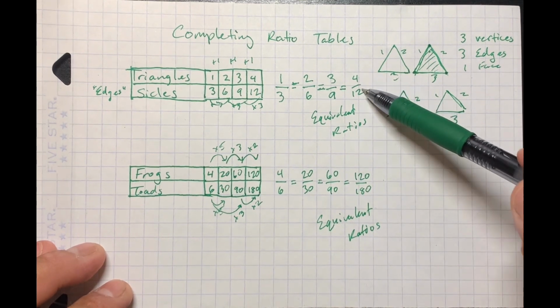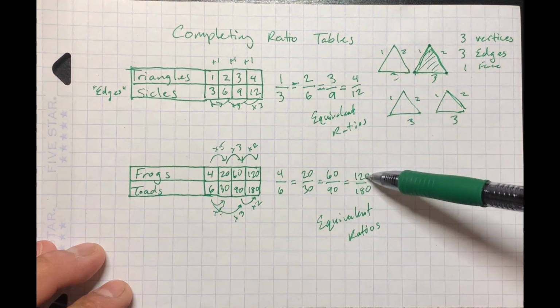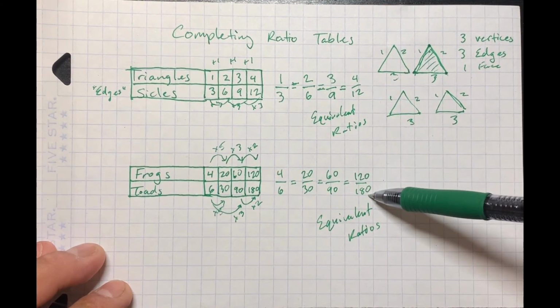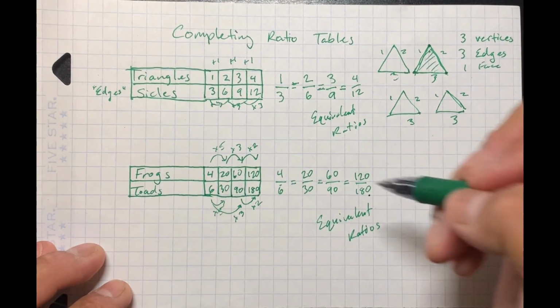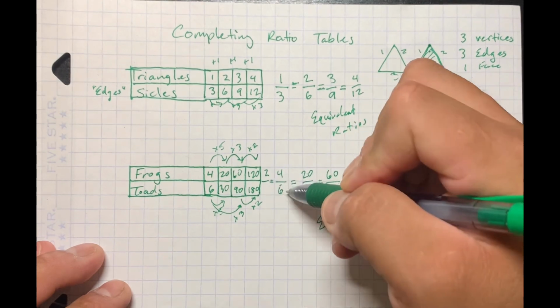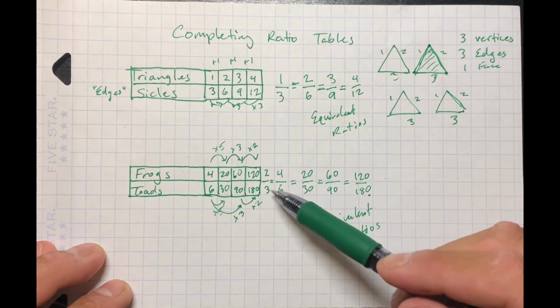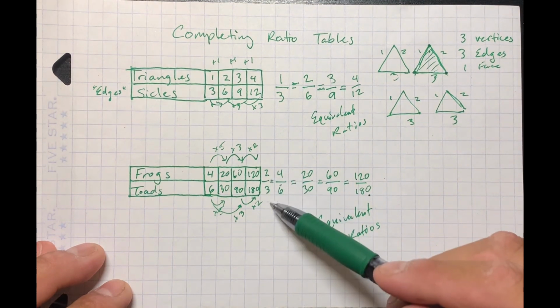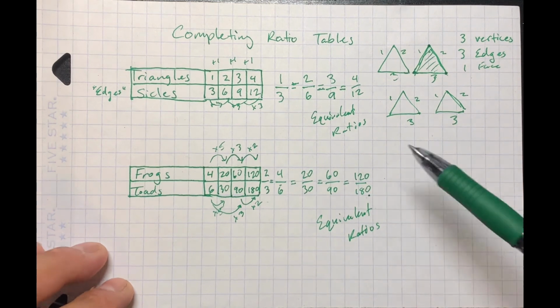Now, if you have 4 to 12, you can reduce it all the way down to 1/3. 120 over 180, again, you can reduce it even further. For an example, half of 4 is 2, half of 6 is 3. All right, so this would be, I would say, the most reduced form. 2/3 is equivalent to 120 over 180.